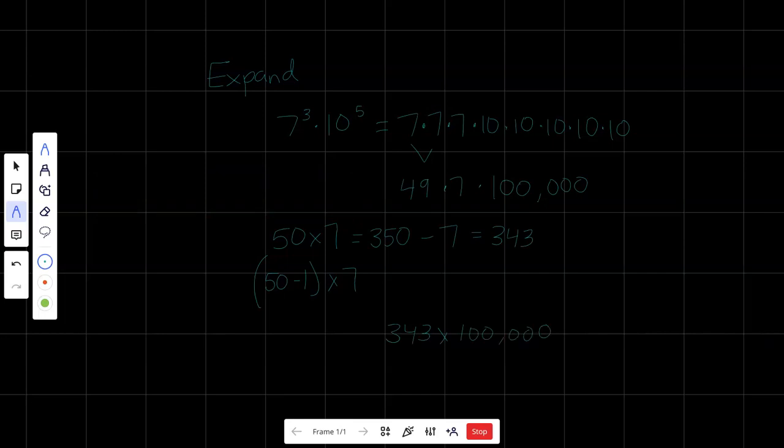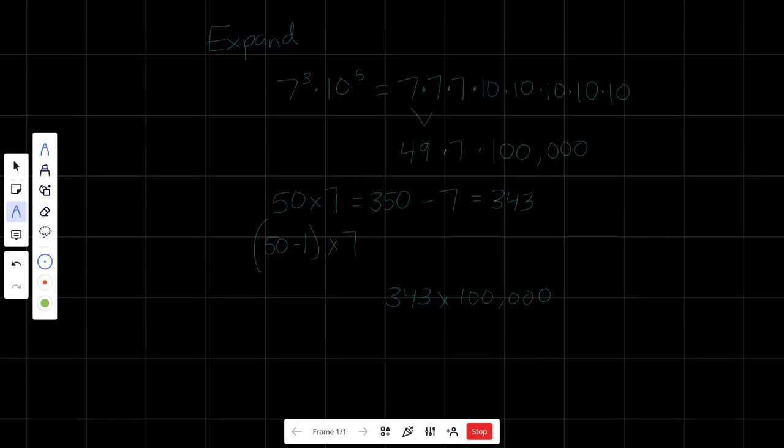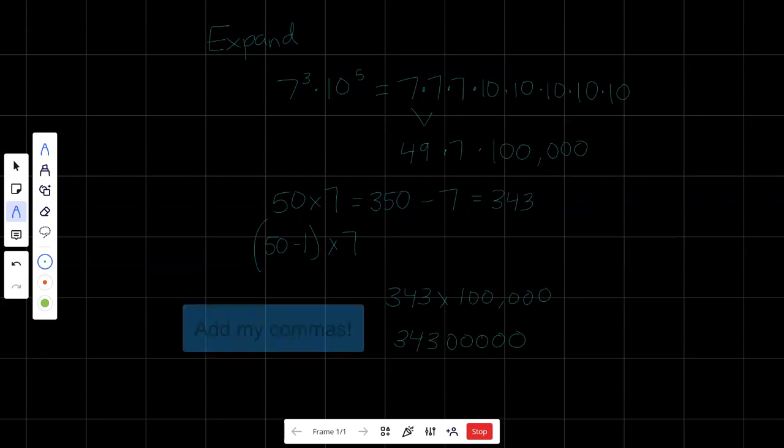I love multiplying with just zeros because all we do is tack them on to the end of our number. So we have 3, 4, 3, and then 1, 2, 3, 4, 5 zeros. And I'm going to add my commas so I can read this. So 34,300,000.